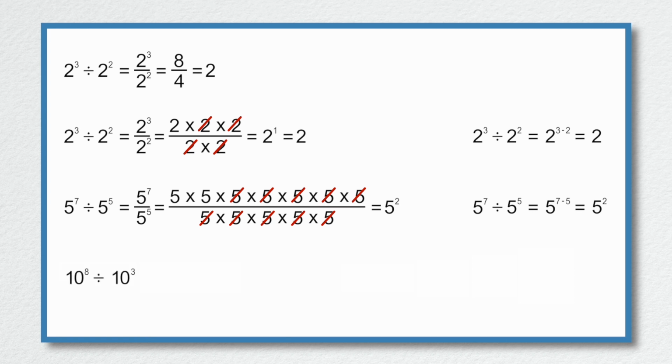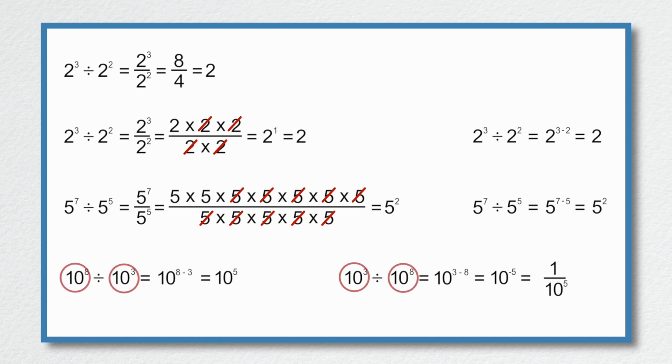If I had 10 to the power of 8 divided by 10 to the power of 3, well, this is going to be 10 to the power of 8 subtract 3, which is equal to 10 to the power of 5. And just out of interest, if I had 10 to the power of 3 divided by 10 to the power of 8, well, that would be 10 to the power of 3 subtract 8, which was equal to 10 to the power of minus 5. And we would write that as 1 over 10 to the power of 5. Again, these numbers have to be the same. They can't be different, otherwise this rule isn't going to work.